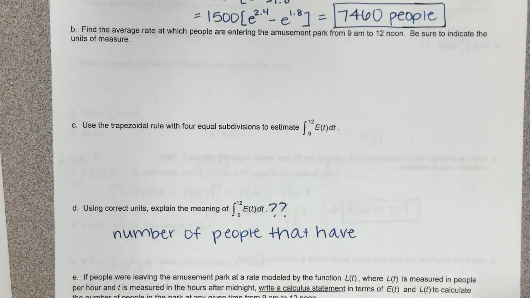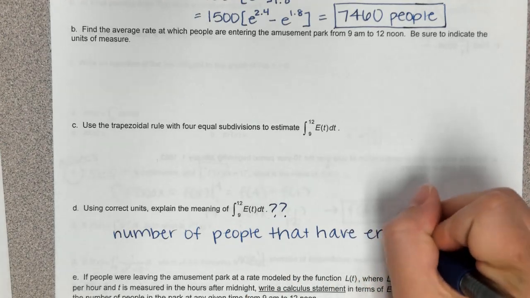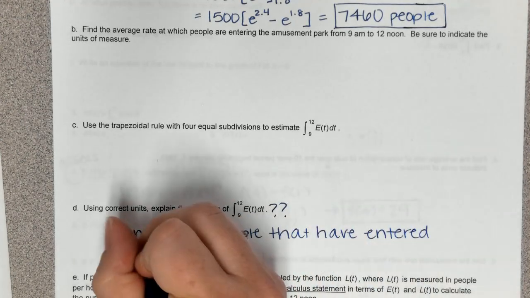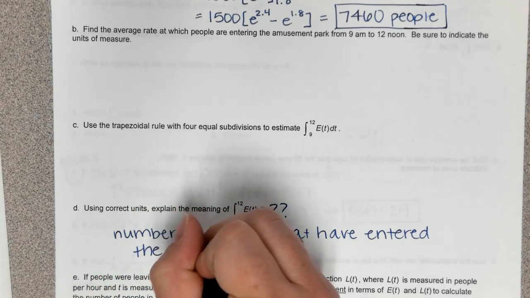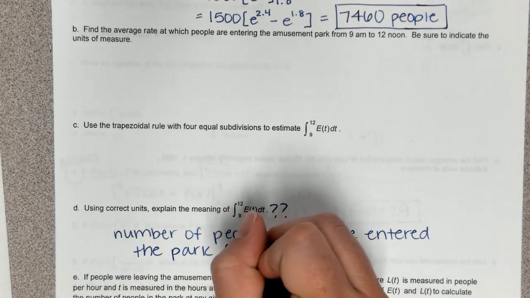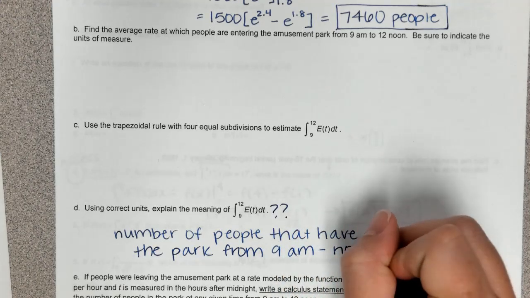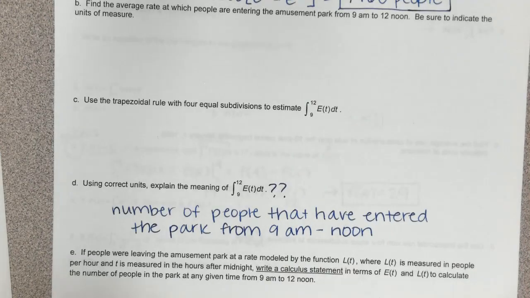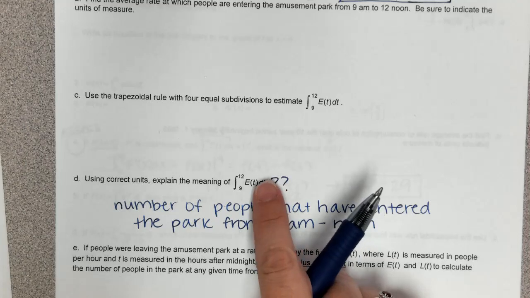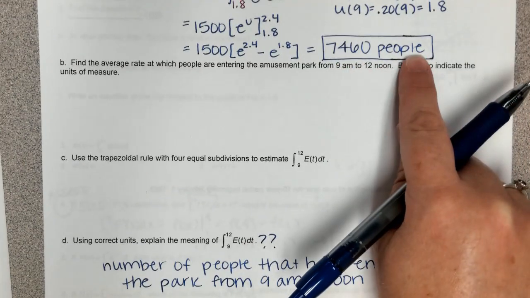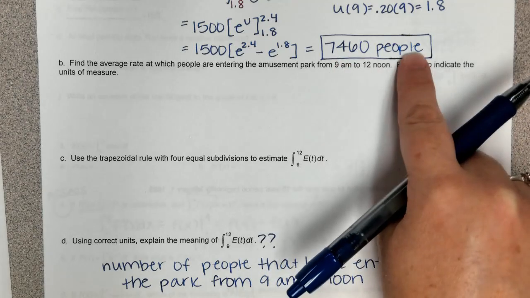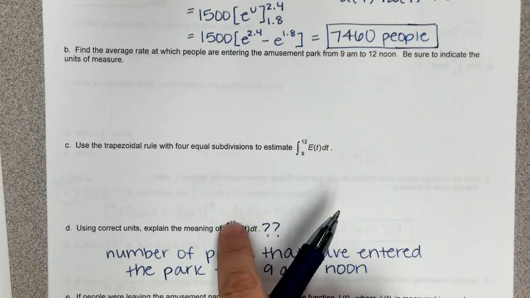E stands for enter. That have entered the park from 9 a.m. till 12 p.m., which is noon. So in the first 3 hours that the park is open, this is the total number of people that have entered the park. Question, does that mean that this number is how many people are in the park at noon?